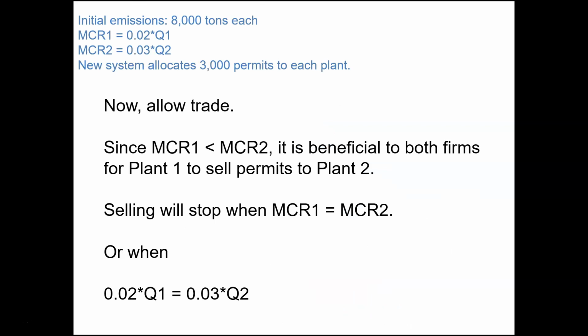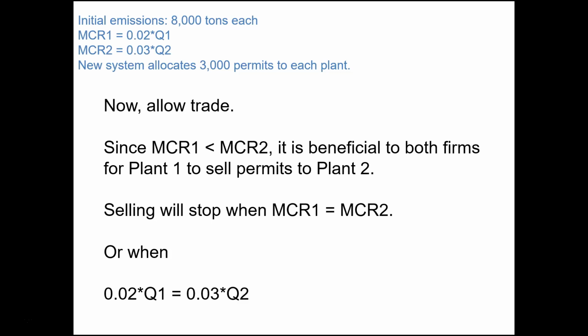Because the marginal cost for firm 1 is less than the marginal cost for firm 2, with the initial allocation of permits, with each of them having 3,000 tons, it's beneficial to both firms if plant 1 sells some permits to plant 2, because plant 1 can afford to sell some of their allowed pollution and clean up their act a little bit, because it costs them less to clean up their own act than it costs firm 2 to clean up their act. And so plant 1 will clean up their act a little bit and sell some of their pollution to plant 2, and they can sell it for a higher price than what it costs them to lose that pollution and to have to clean up their act.